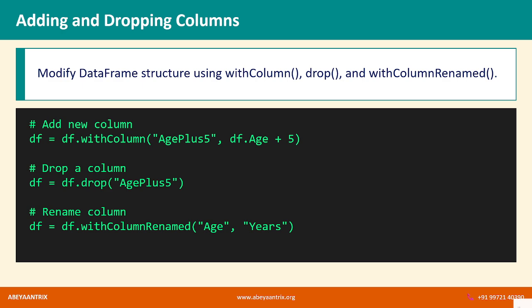And if you want, you can drop that column. How do you drop it? df.drop, give the column name, and this column will be dropped. Then you can also rename a column. For example, I don't want it to be age, I want it to be years. Then what you can do? df.withColumnRenamed. withColumn will add a new column, withColumnRenamed will rename your existing column. My column name was age, now I am changing it to years, with the help of the function withColumnRenamed.